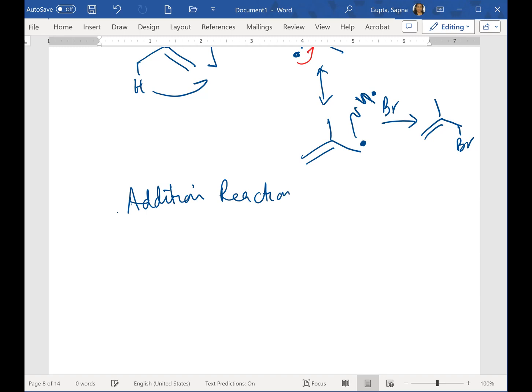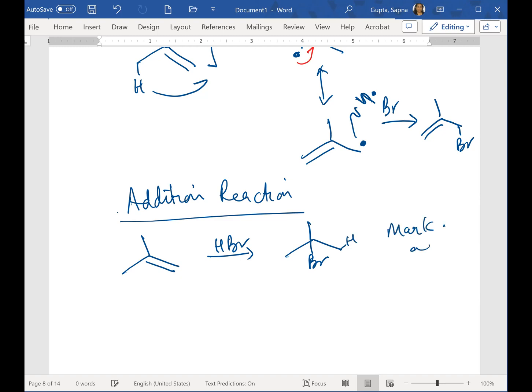So in addition reactions, we're talking about, of course, alkenes. Again, generally what happens if you have this kind of an alkene and you add HBr to this, then you will end up getting Br right here, and the H is there, and that's Markovnikov addition. So we've done this.